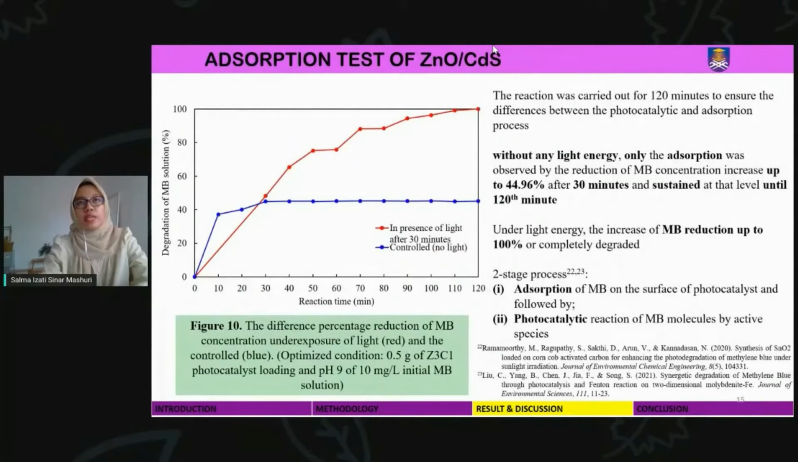So we want to determine whether this photocatalysis activity is confirmed photoactivity. So we do the adsorption test. The highest adsorption can achieve only 44.97%. So the area under the graph more than the blue line confirms it is a photocatalytic reaction, degradation by the active species.